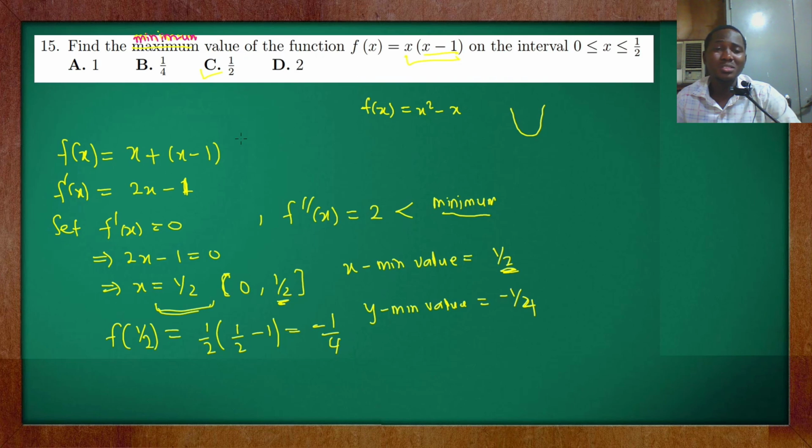Okay, because when you talk about minimum value, we need to state whether it is the x minimum value or the y minimum value. All right, so the question is not clearly stated. I will just go with option C. All right, so let's move on to the next question.